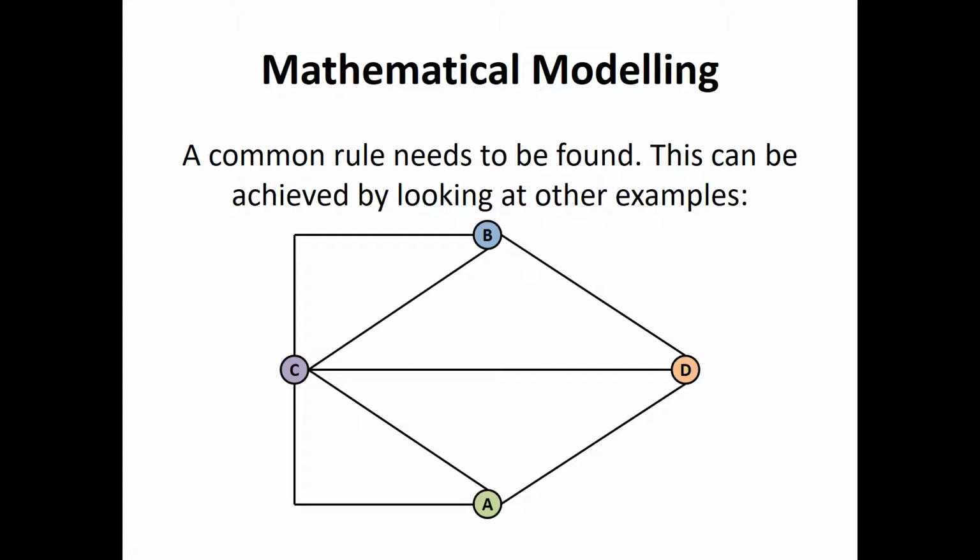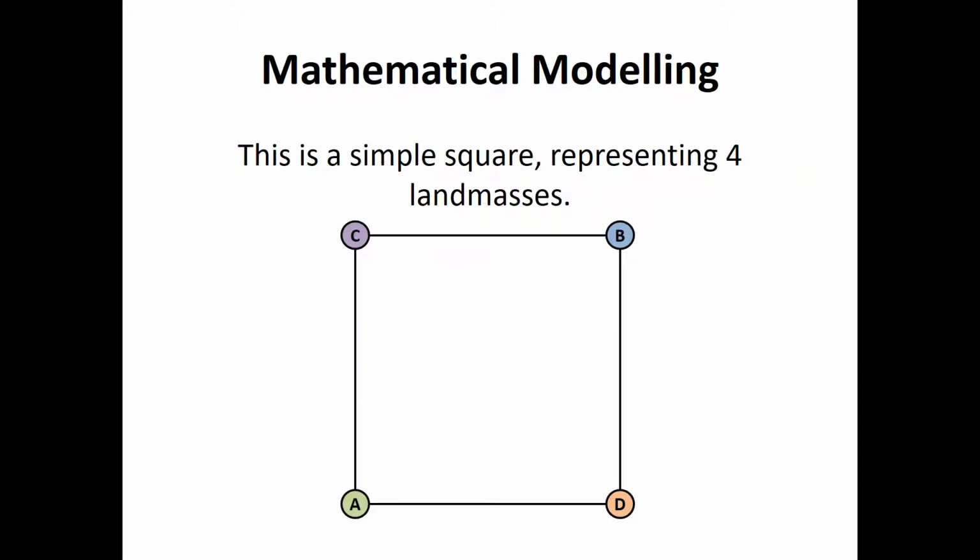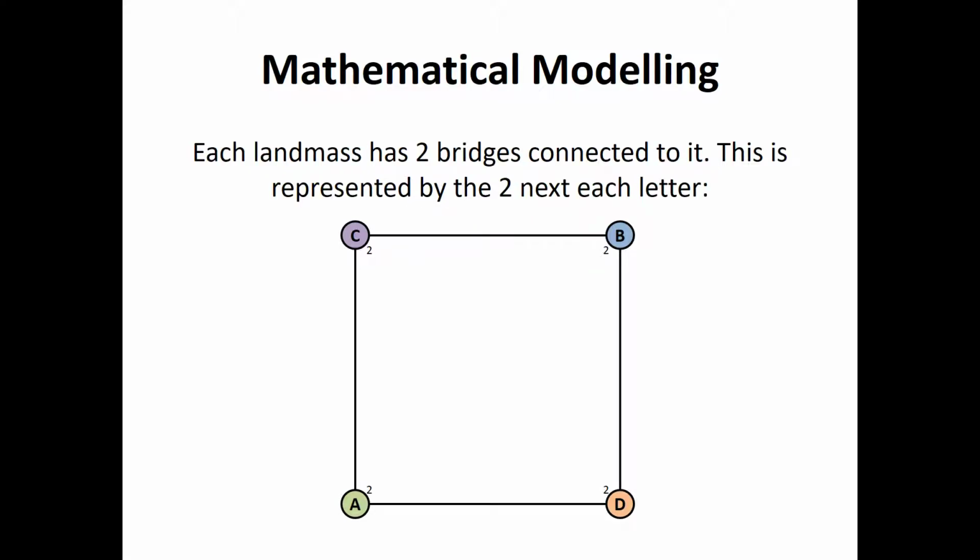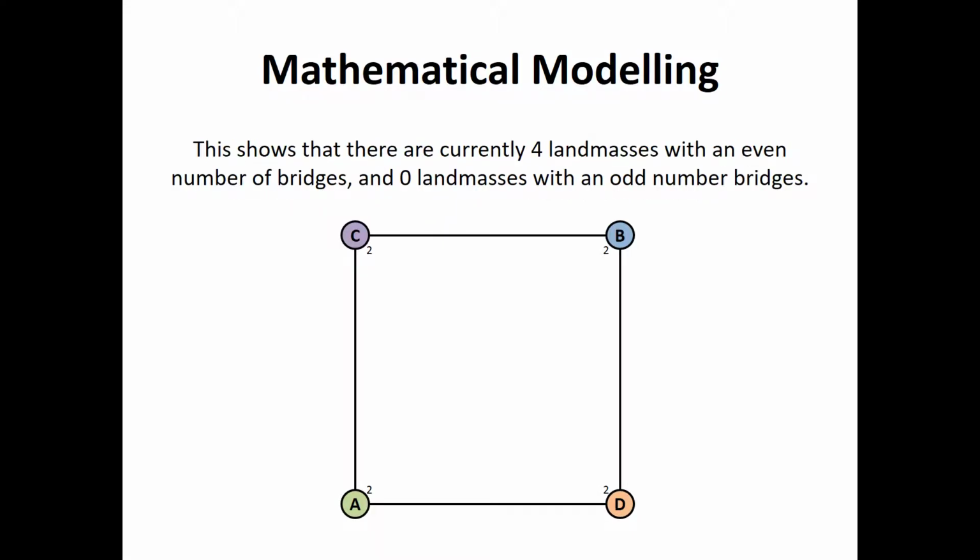And so now a common rule really needs to be found if we're going to figure out whether Königsberg can be solved or not. So for example, I take this simple square representing 4 land masses. Each landmass has 2 bridges connected to it. This is represented by the 2 next to each letter, as seen in B, A, C, and D. This shows that there are currently 4 landmasses with an even number of bridges. Everything contains 2's, which is an even number, and there are no landmasses with odd numbers.